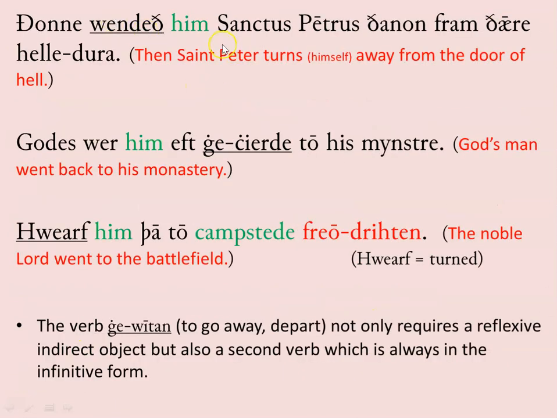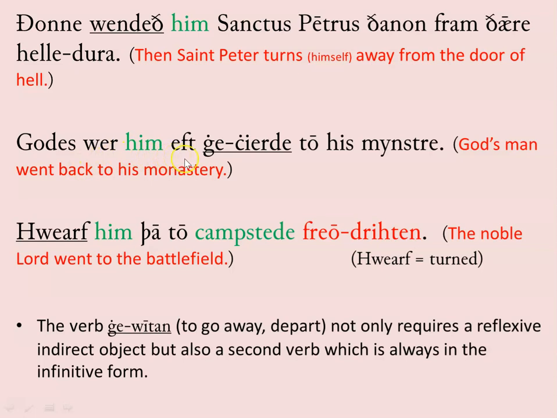All right. Thono wendes him sanctus Petrus thanon faram thar heladura. Now then, Thono Saint Peter turns, wendeth. Him is in the dative there, so it means himself, turns himself. Faram, thara, from the door of hell, so turns away. Wendeth, turns away. Thanan, faram, thara, hela, dura, from the door of hell.